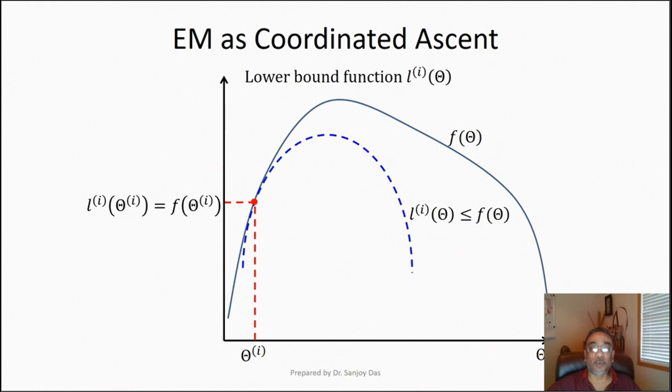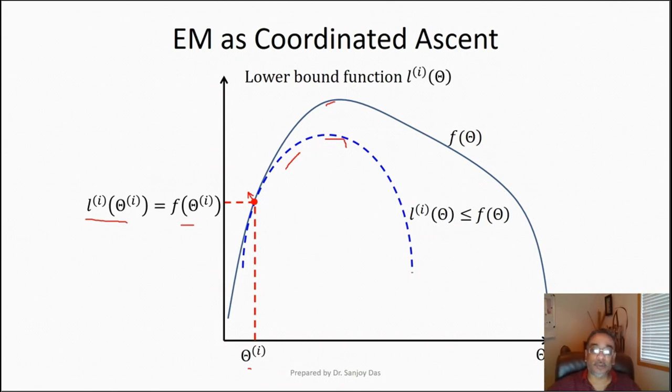So this is what the lower bound looks like. Li of theta is this dotted blue line, and at theta I, Li of theta I is equal to f of theta I. Both of them are touching right here, and at every other place, the lower bound is lower than f of theta. So these are the two things.